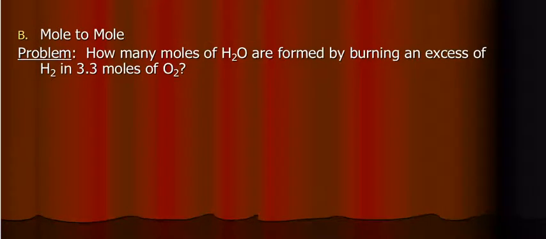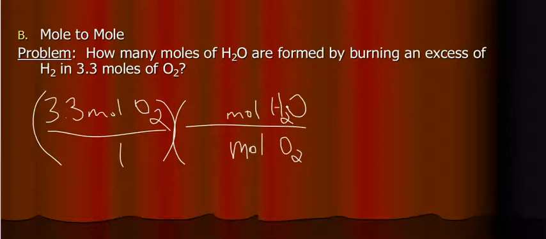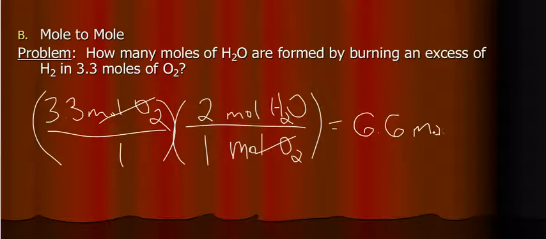We always start with a balanced chemical equation, but we have 3.3 moles of oxygen. We're already in moles, so if you go back to the balanced chemical equation, I can go from moles of oxygen to, in this case, moles of water. And this is where we use the coefficients. From the previous balanced chemical equation, it was 2 moles of water for every 1 mole of oxygen. Your moles of oxygen will cancel out, and that's really all I need to do on this particular problem. 6.6 moles of water would be formed.